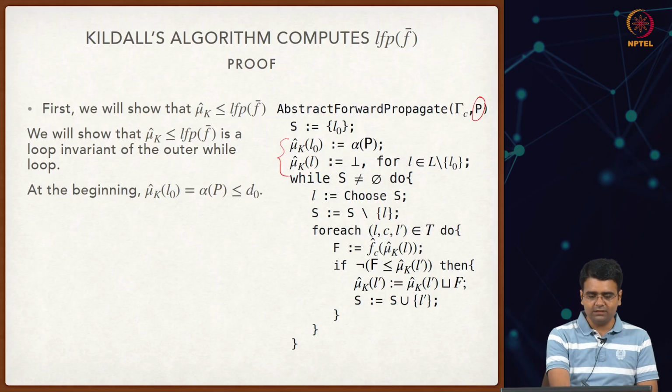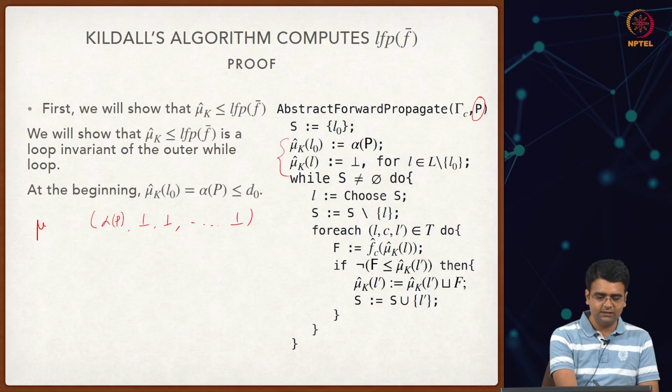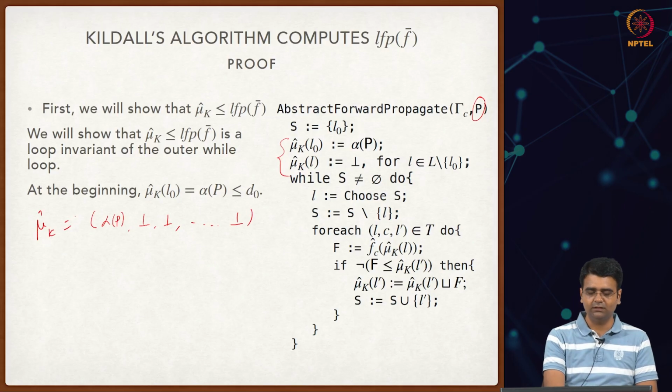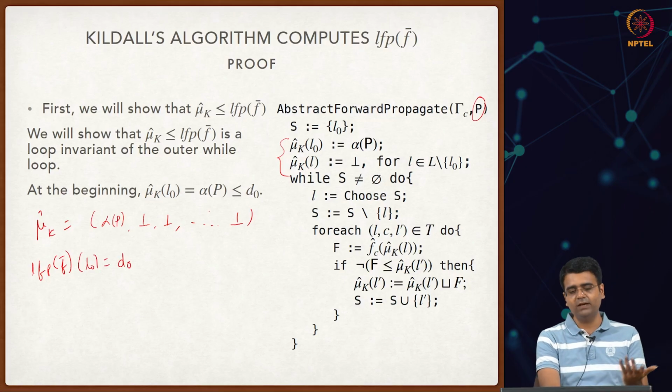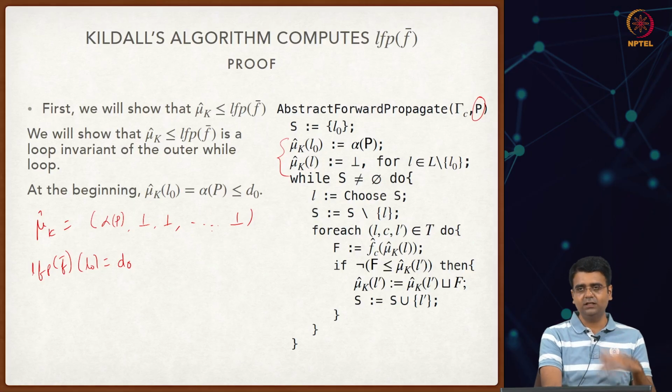So if you look at this vector mu hat k at the beginning, I have alpha of p at location L0 and then at every other location I have bottom. So this is the initial value of this mu hat k vector. Now this LFP of f bar, we know something about it. In particular we know that LFP of f bar at the location L0 is equal to D0, where D0 is the initial abstract value that we begin the abstract interpretation with.